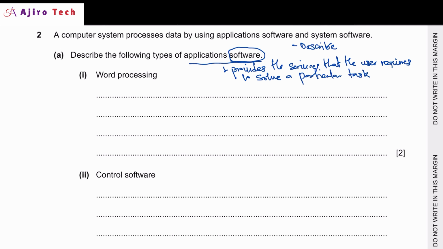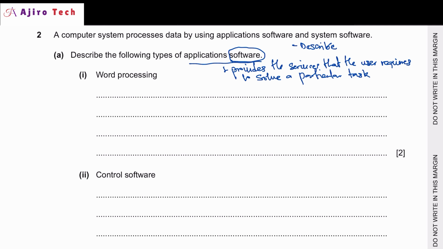Can you see that? So it provides the service that the user requires to solve a particular task. Now let's look at it. We have been given word processing, and we have been given other ones. So let's explain what it is. They said describe, and we are given 2 marks, so that's 2 points.